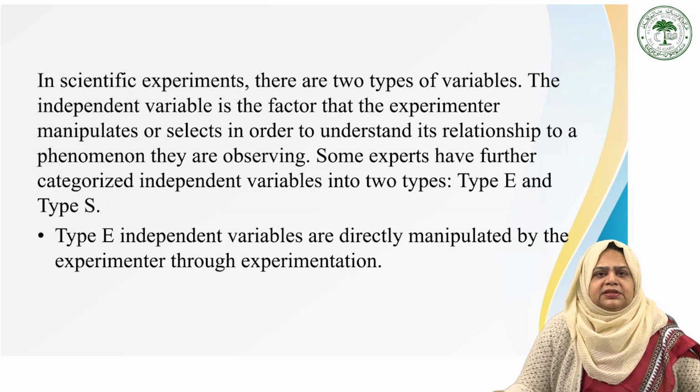In scientific experiments, there are two types of variables, independent and dependent. The independent one is the factor that the experimenter manipulates or selects in order to understand its relationship to a phenomenon they are observing. Some experts have further categorized independent variables into two categories, that is, type E and type S. The type E independent variables are directly manipulated by the experimenter through experimentation. This means that the experimenter can control and change these variables to see how they affect the outcome.